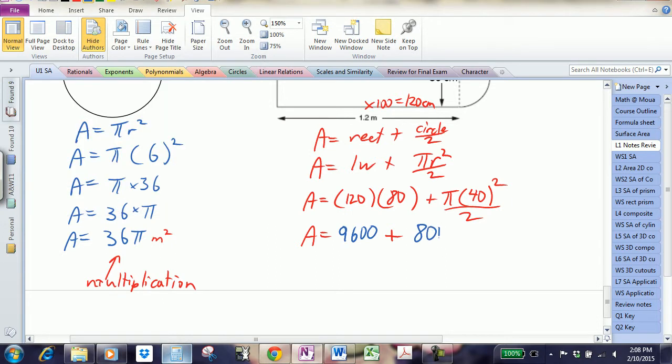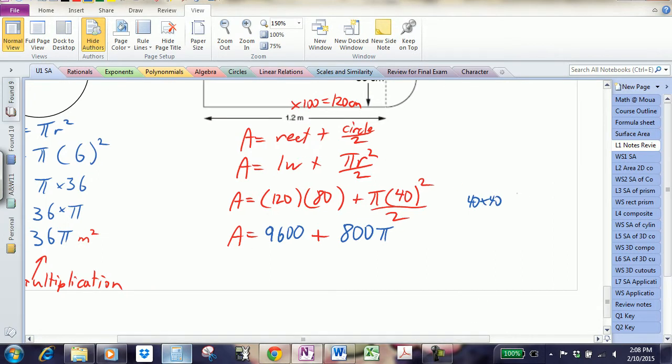Here we have 800 times pi. Did you write that correctly? 800 times pi. Yep. Why is it 800? Because we got 40 times 40. What does that equal? 1600. Then we divide that by 2. It gives us 800. Okay. So now we got to go and we're going to round to the nearest hundredths.